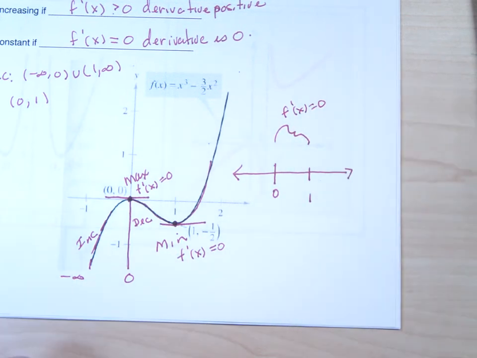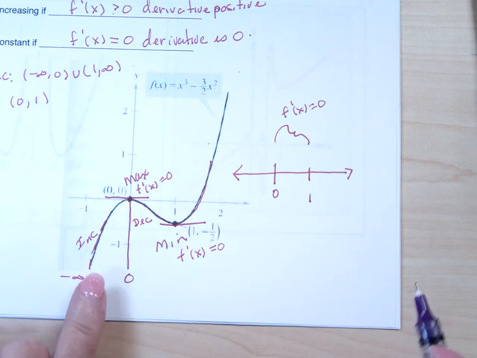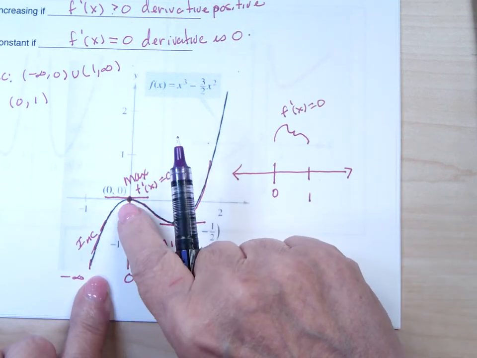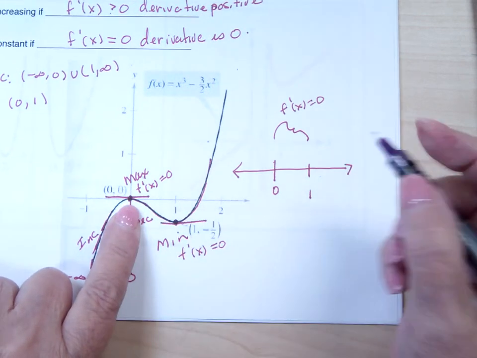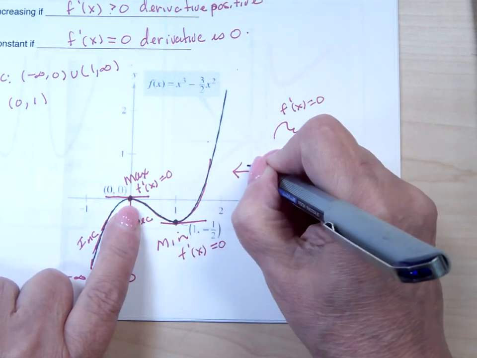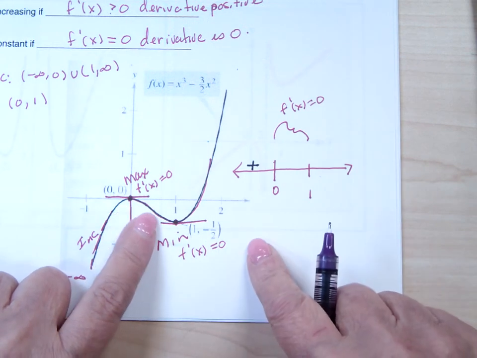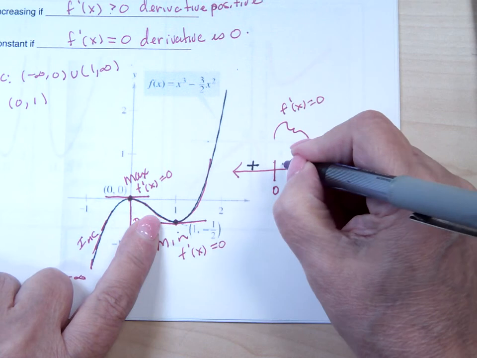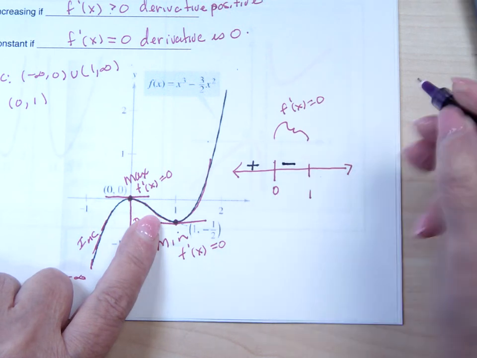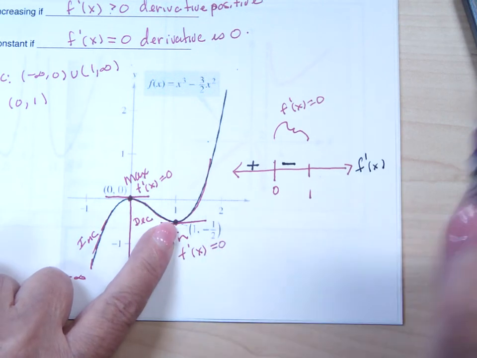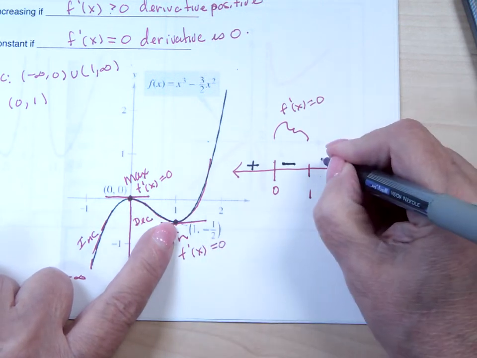I'm going to change pen colors. Now what do we know? Before the maximum, f prime is positive. After the maximum, f prime is negative. So this is f prime. After the minimum, f prime is positive.